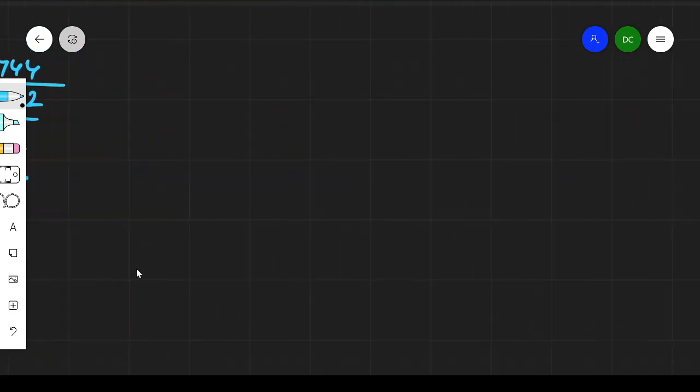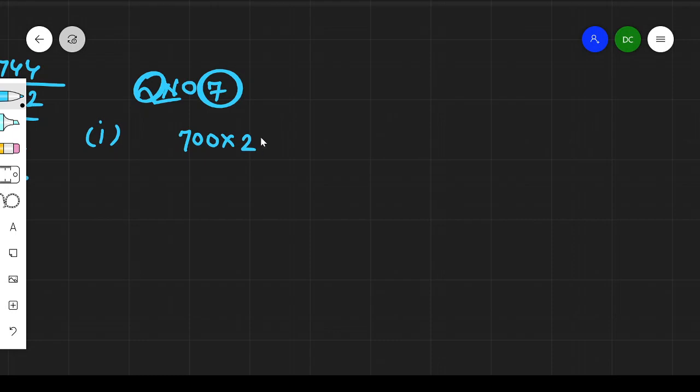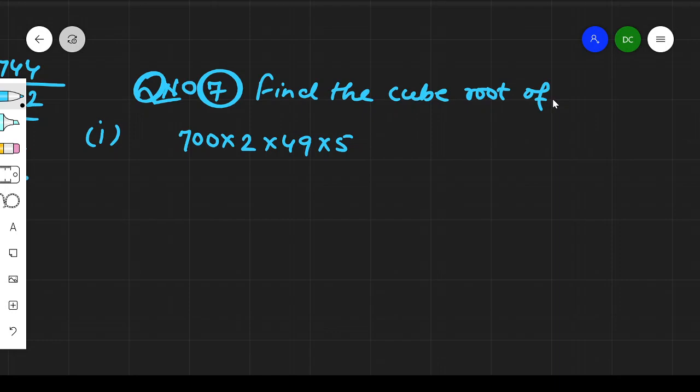Okay. So, again some questions are there like by what number should it be divided or by what number should it be multiplied to make it a perfect cube. We will do one more question, question number 7, and probably this is the last question of your book. The first part is there, 700 multiplied by 2, 49 multiplied by 5, and we have to find the cube root of this. Okay. Simply, if you have to find the cube root of this number, what will you do now? We have to solve this.